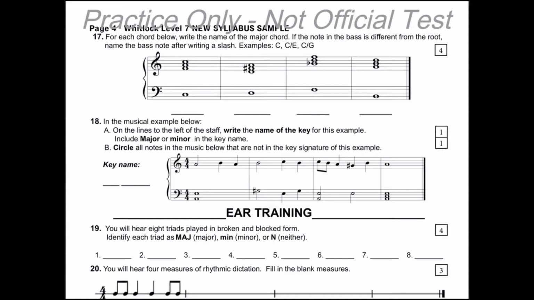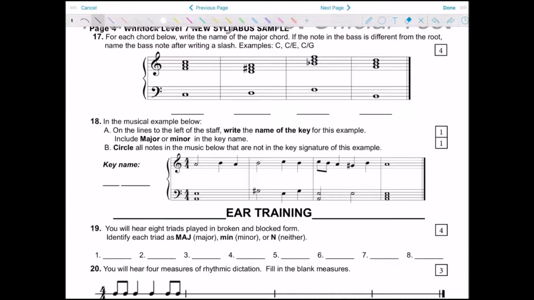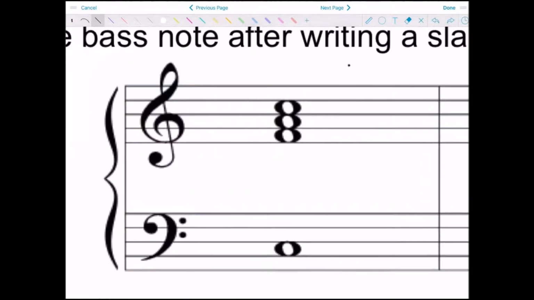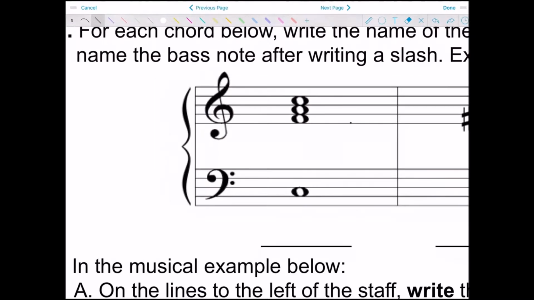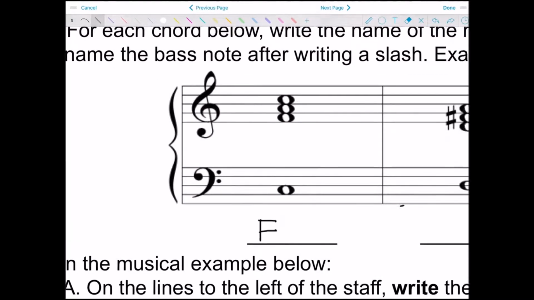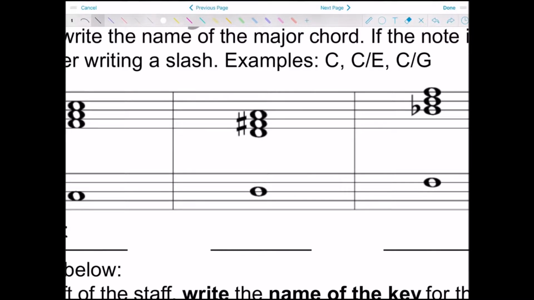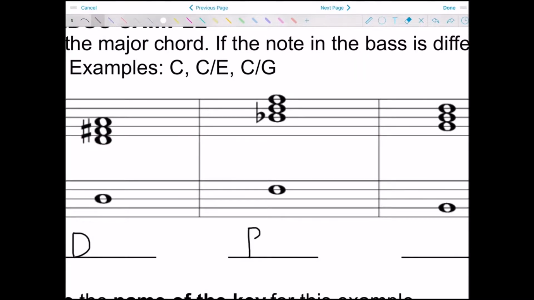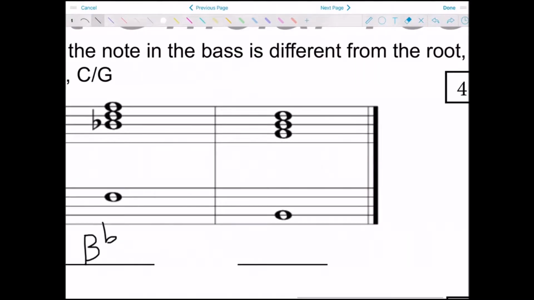First thing that you're going to do is just name the chord in the treble clef. So let's do that first. Alright, that is an F chord. So all we're going to do is write F. Let's move on to the next one. That is a D chord. All you have to do is look at the bottom note of the triad. That's a D chord. This one is a B flat chord. This one is a G chord.